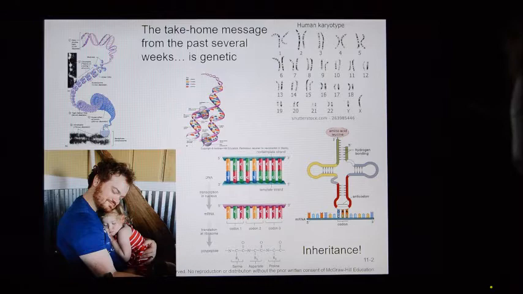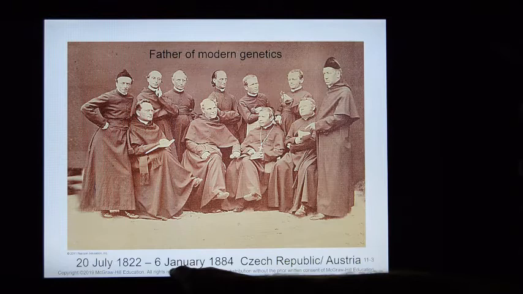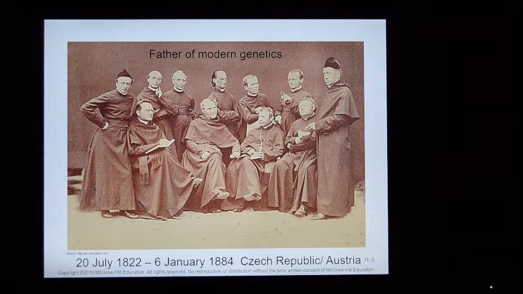So, the father of modern genetics. I love this picture. Gregor Mendel, seen here, was born on the 20th of July, 1822, and died on the 6th of January, 1884, living in the Czech Republic in Austria. Mendel was a monk, and he became incredibly famous for his discoveries in the field of what we now call genetics, way before this existed as a science. And I love this picture because Mendel is hanging out here looking at a part of a pea plant, which is what he used for most of his experimentation.